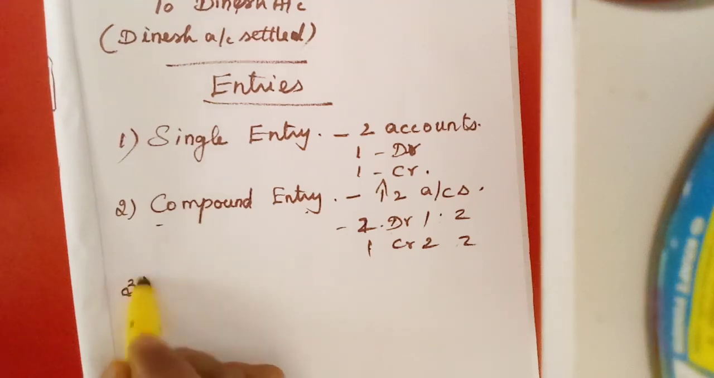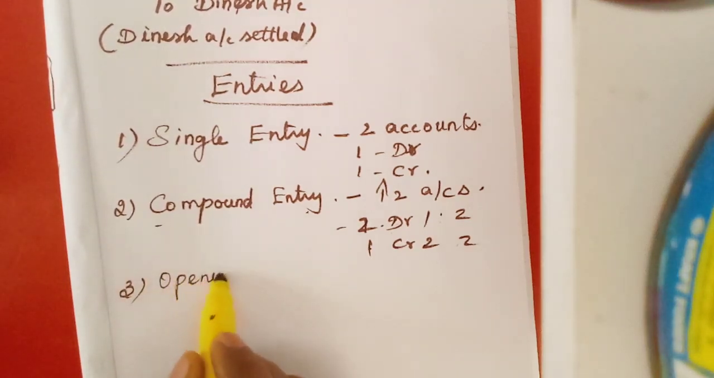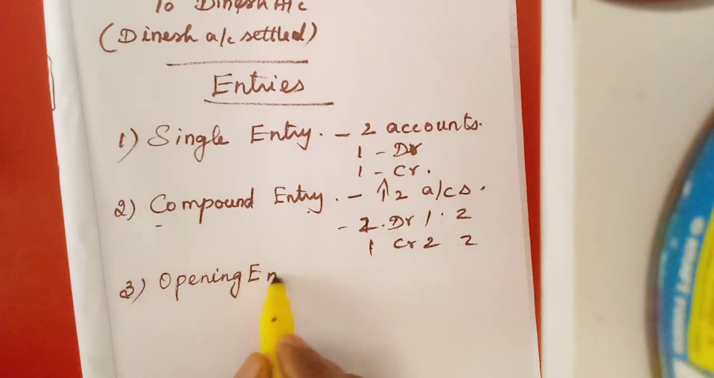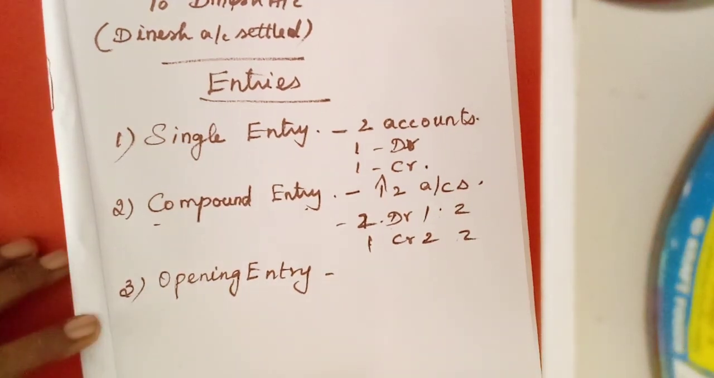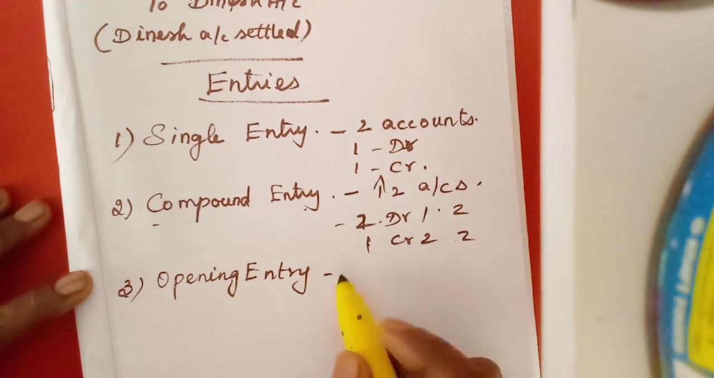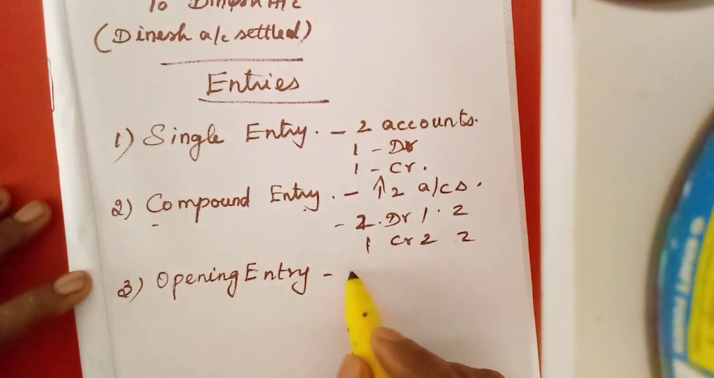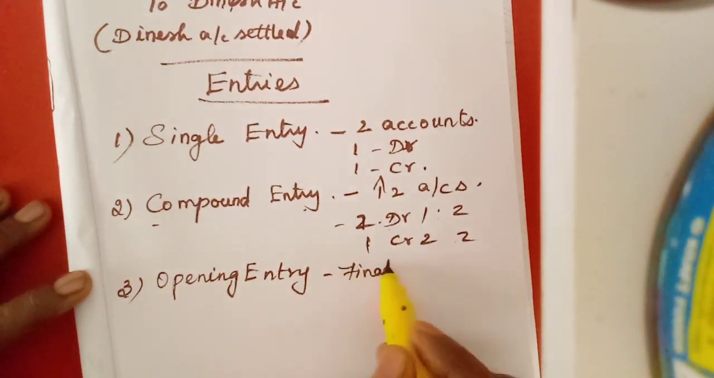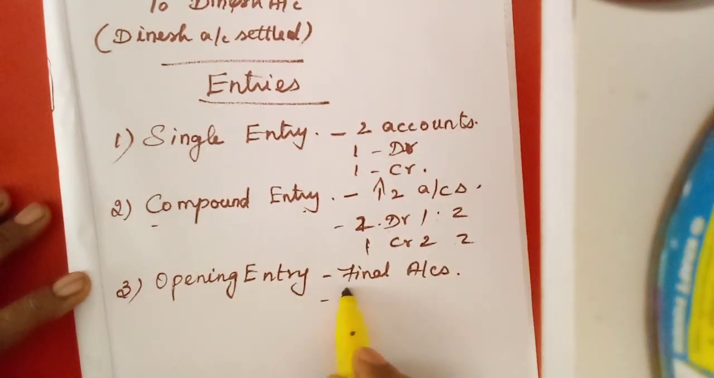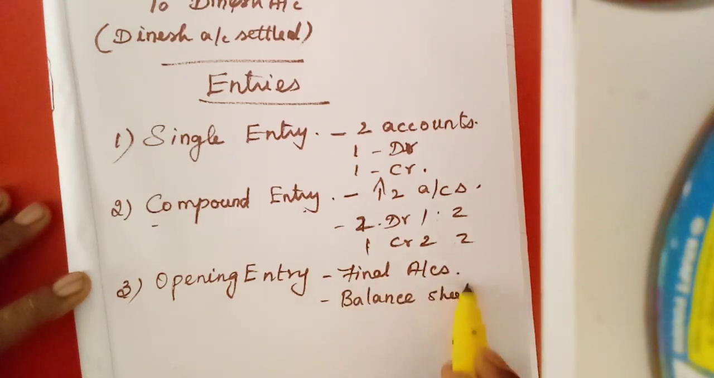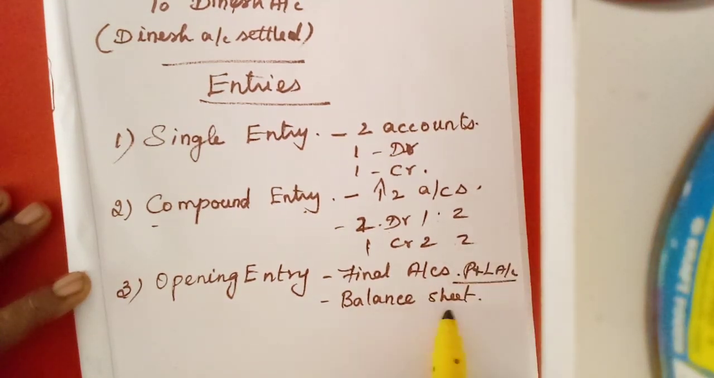Then third one, opening entry. I remember that I have taught you that each and every year at the end of the financial period, we will prepare the final accounts. Isn't it? Final accounts we will prepare. Final account consists of 2 accounts. One is profit and loss account and the other one balance sheet.